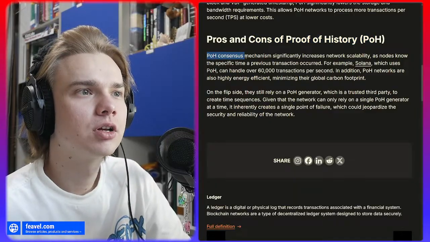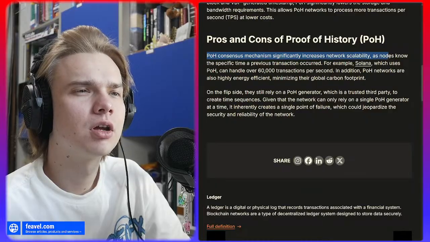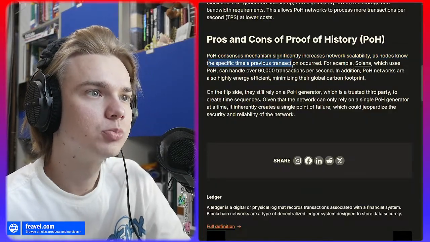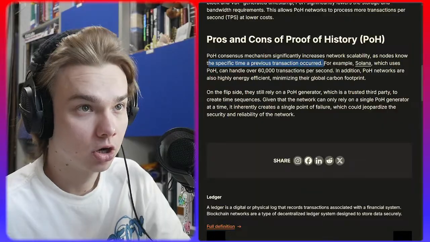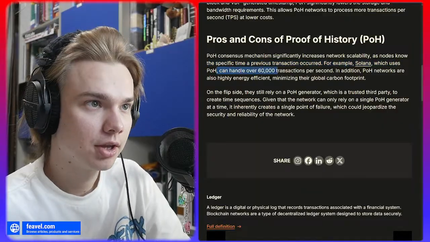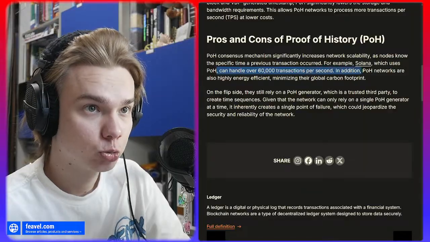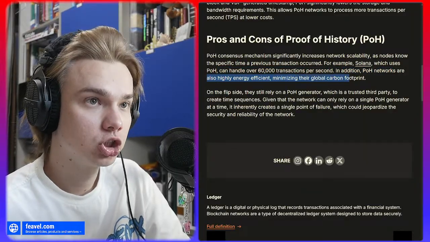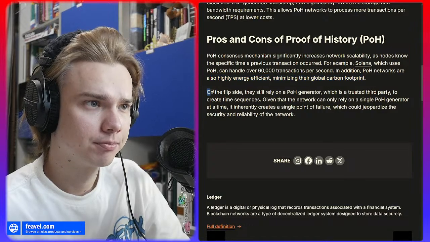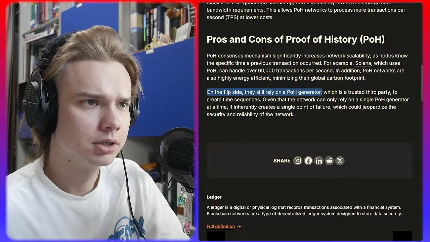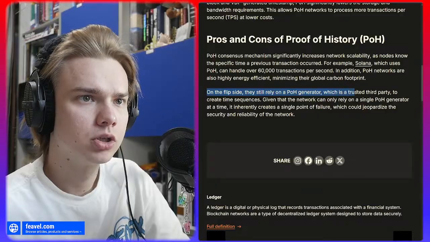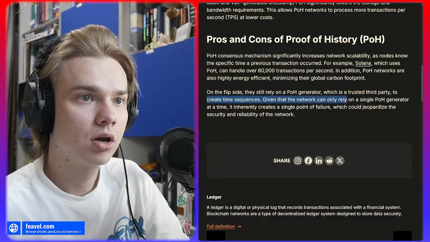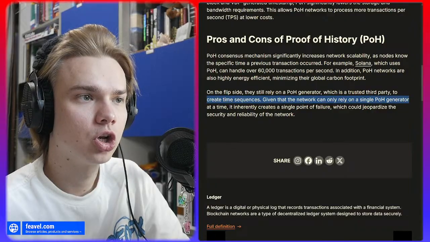PoH, proof of history, consensus mechanism significantly increases network scalability as nodes know the specific time a previous transaction occurred. For example, Solana, which uses PoH, can handle over 6,000 transactions per second. In addition, PoH networks are also highly energy efficient, minimizing their global carbon footprint. On the flip side, they still rely on a PoH generator, which is a trusted third party to create time sequences, given that the network can only rely on a single PoH generator at a time.